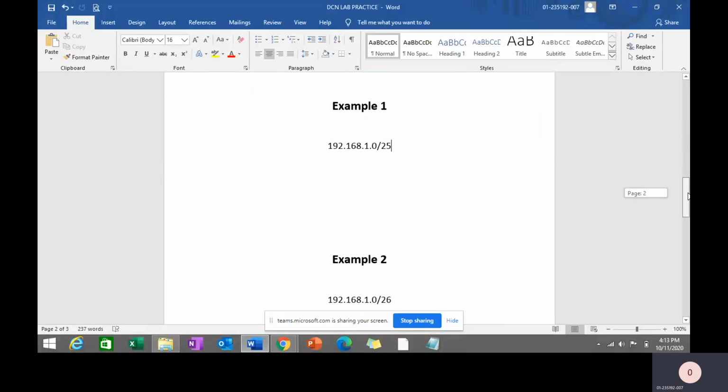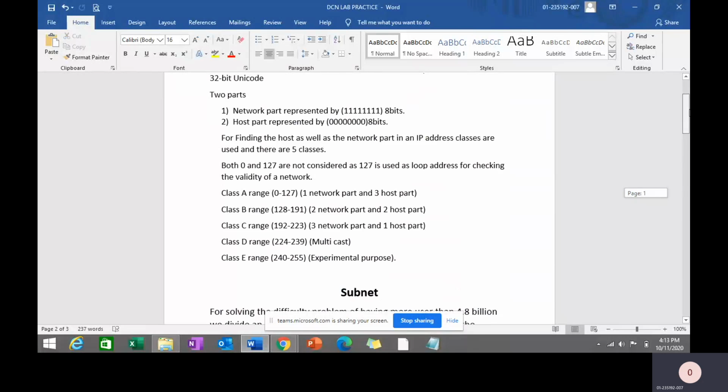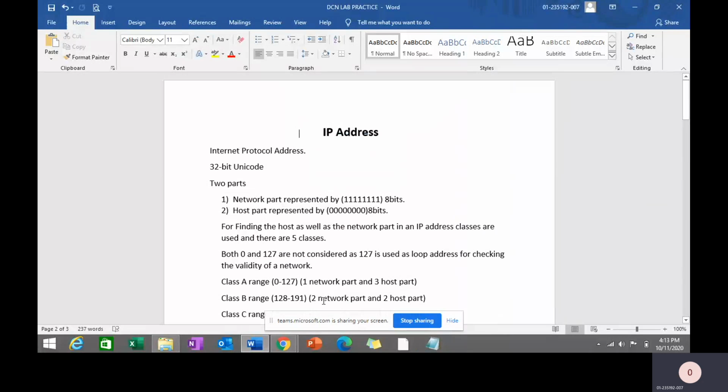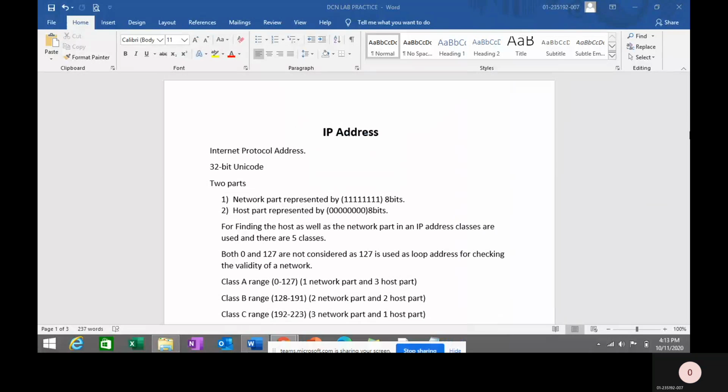Before going on to the problem, first of all, we need to know about a certain concept. And after having those concepts, we can easily solve the problem of subnetting. Before subnetting, we need to know what an IP address is. IP address is basically an internet protocol address.